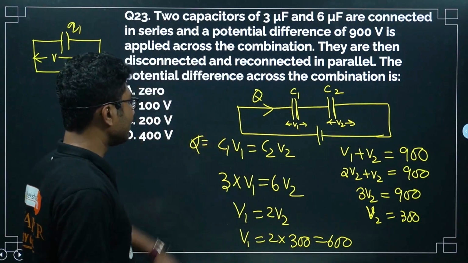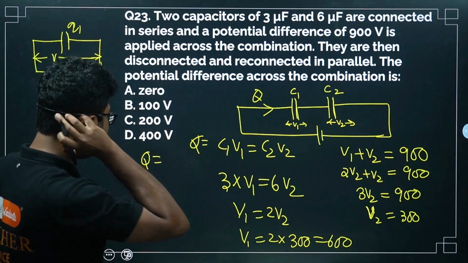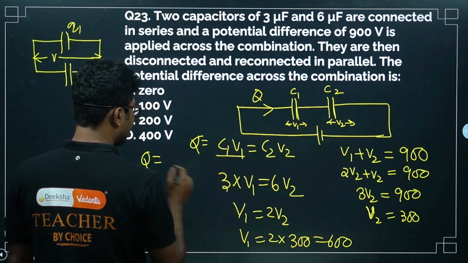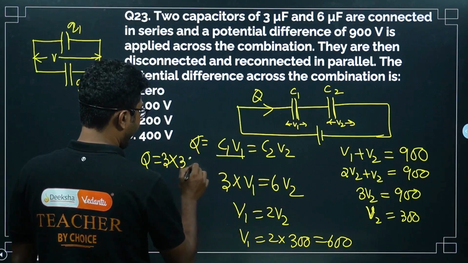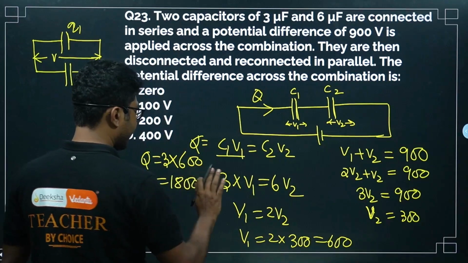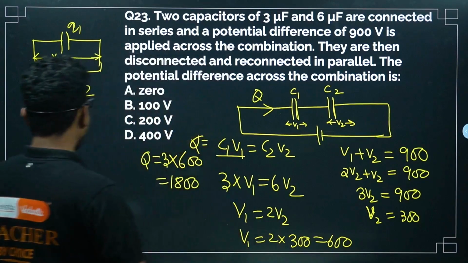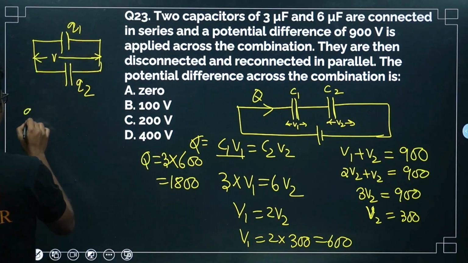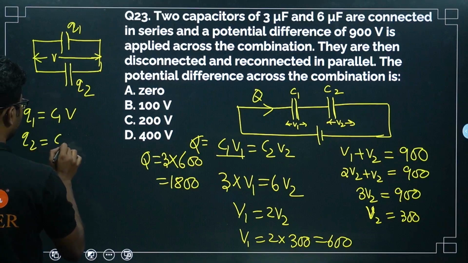Now what is the charge in each case? The charge on each capacitor is, say for this one, C1 V1, which is 3 times 600, that is 1800, whatever the unit is. We are not considering units as of now. We are only interested in finding the capital Q. Now, in the parallel case, what is the charge? Q1 equals C1 V and Q2 equals C2 V.